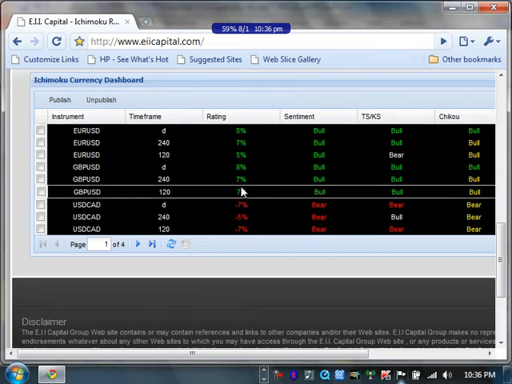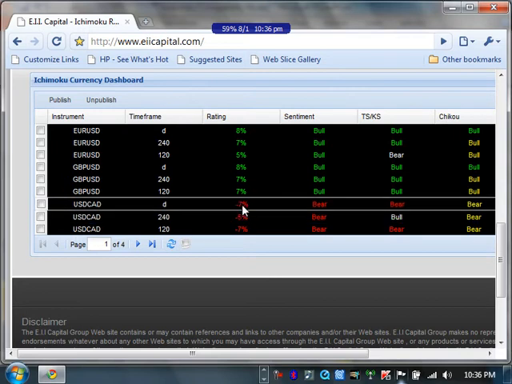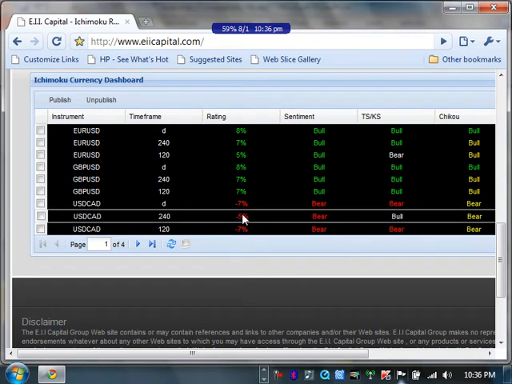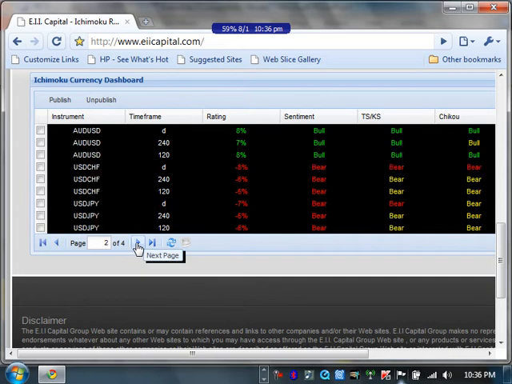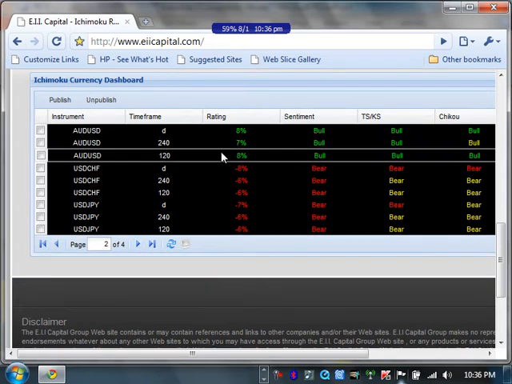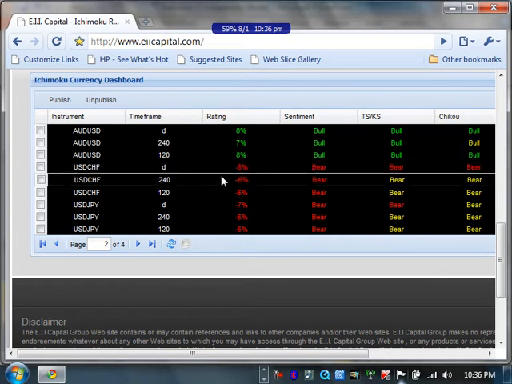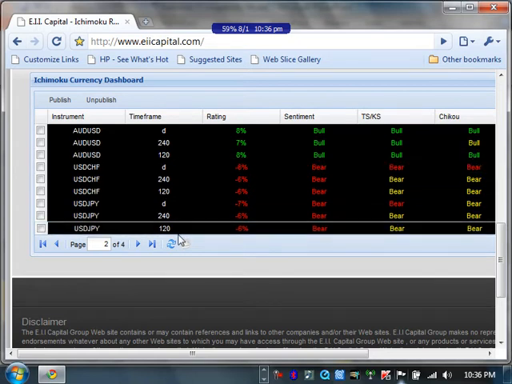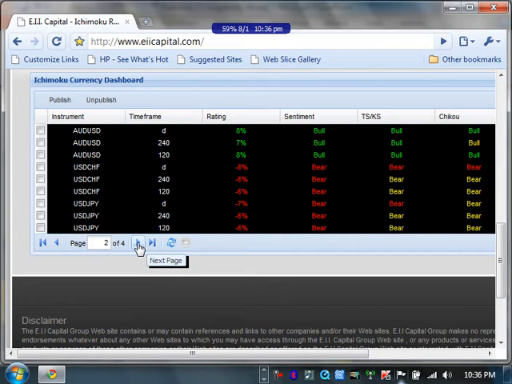Your British Pound USD is bullish. USD CAD is bearish. So basically, if you look across the board, the dollar is weak. Australian USD is strong, if you could tell from there. USD Swiss, of course, is weak. You could see pretty much basically the dollar is weak across the board.